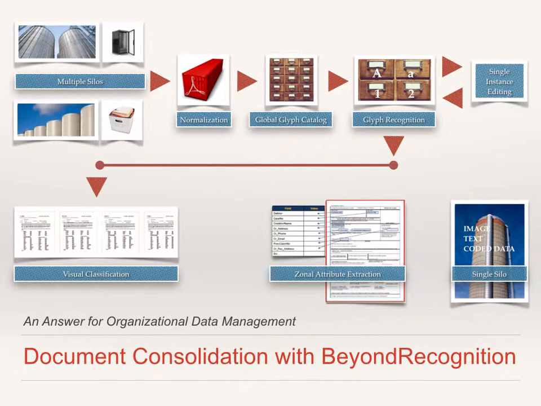BR's visual classification technology groups like documents by analyzing the glyphs contained in them. This process is completely automatic and requires no operator intervention to achieve, which is in stark contrast to other document processing technologies, which require considerable effort to define and test rules to group or cluster documents.